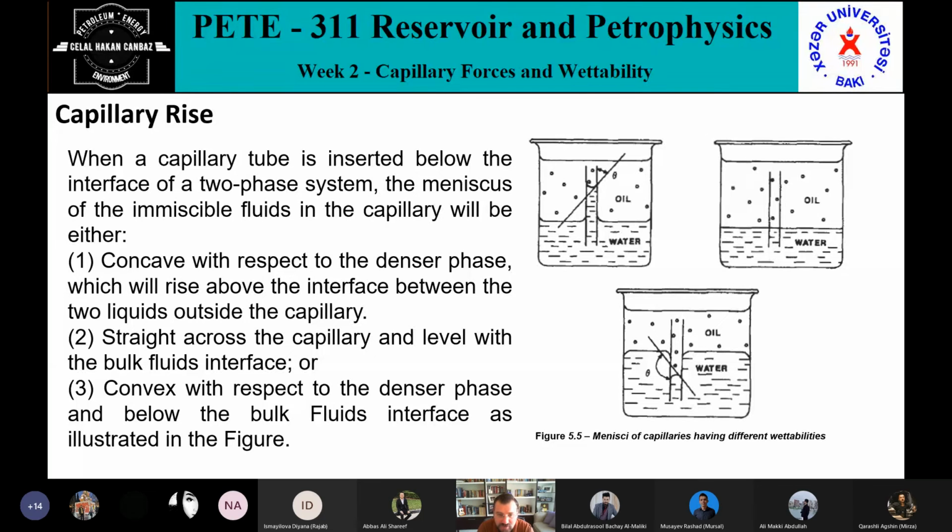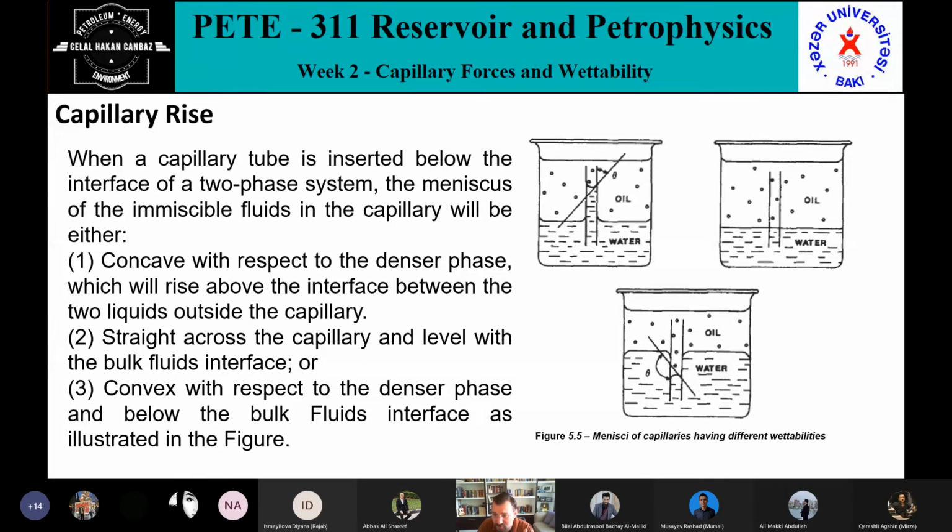the meniscus of the immiscible fluids in the capillary will be, first, concave with respect to the denser phase. In the first one, the fluid will rise above the interface between the two liquids outside the capillary. Second, straight across the capillary and level with the bulk fluids interface. Or the third one, convex with respect to the denser phase and below the bulk fluids interface, as illustrated in this figure.